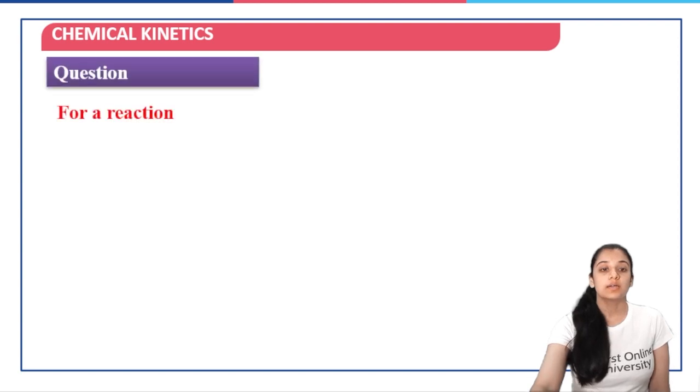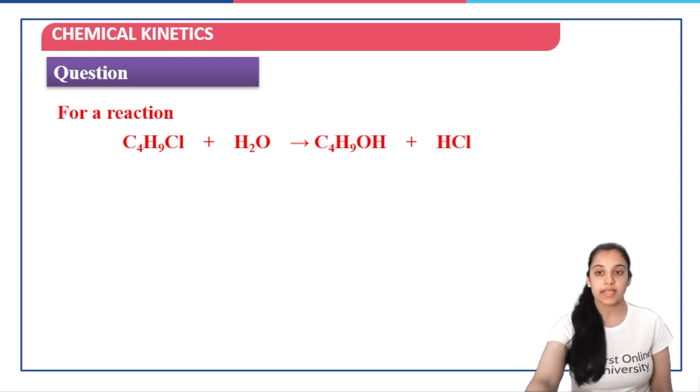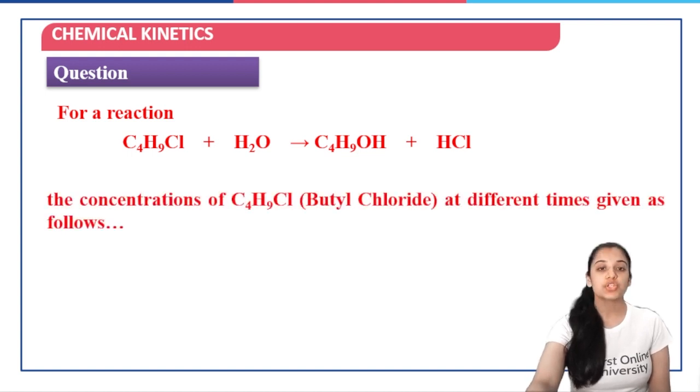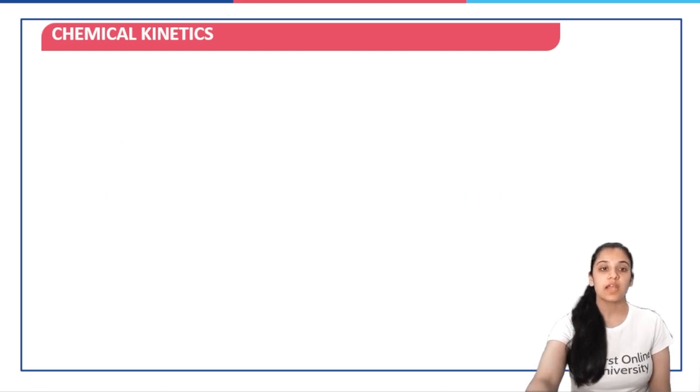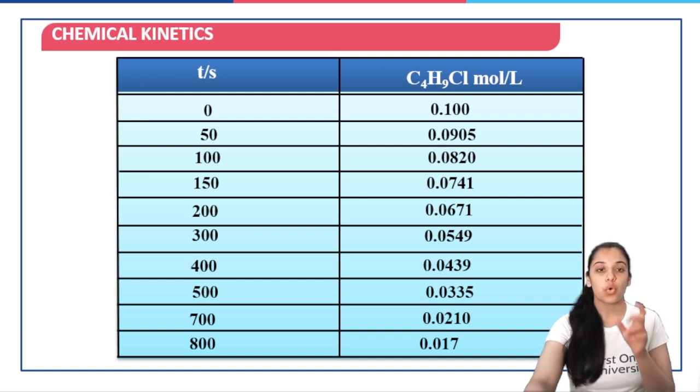The next question is, for a given reaction, C4H9Cl plus H2O giving C4H9OH plus HCl. The concentrations of butyl chloride, that is C4H9Cl, at different times are given as follows. So this is the whole table that is provided to you, where you have the time and the concentration. Keep a note of this table, okay?